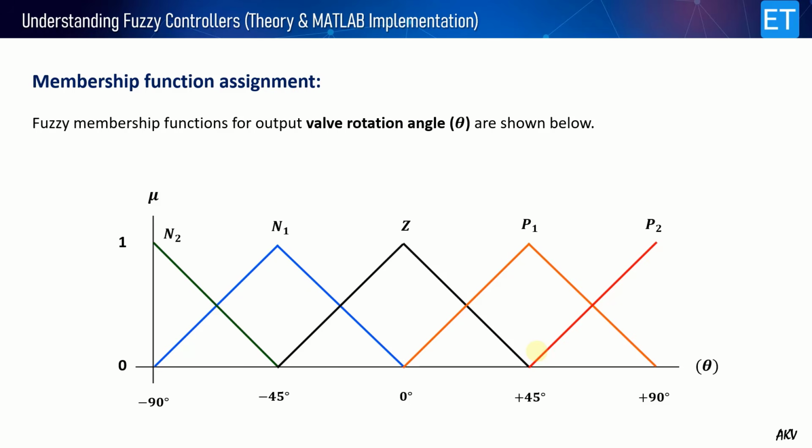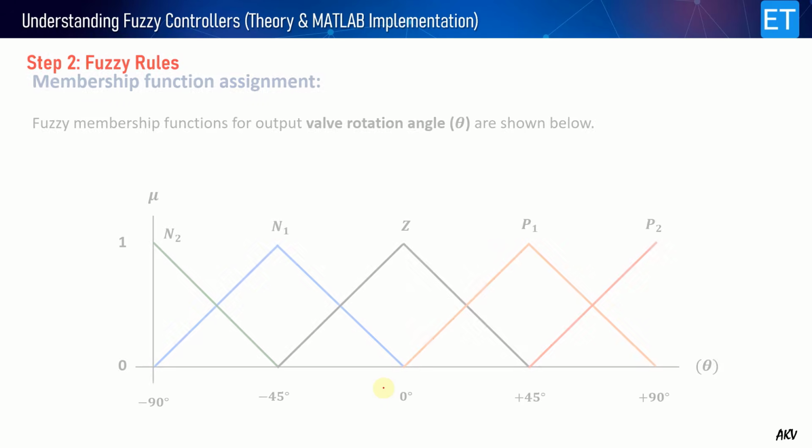So we have used five triangular membership functions: Z (zero), positive small, positive large, negative small, and negative large. The range we have already decided, -90 to +90, through -45, 0, and +45. So 0 is the mean position of the valve.